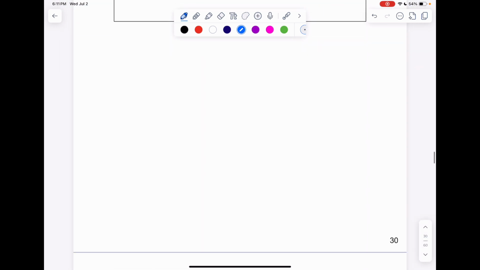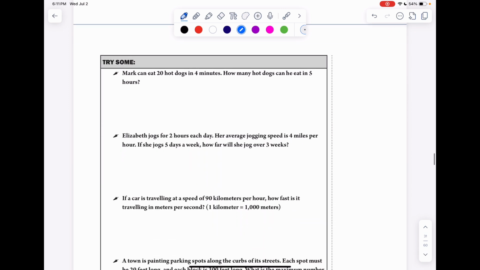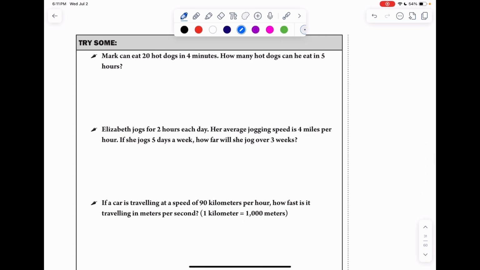So let's try some. Mark can eat 20 hot dogs in 4 minutes. So I'm going to write 20 hot dogs in 4 minutes. That's a rate, so I can use that as a conversion factor. How many hot dogs can he eat in 5 hours?